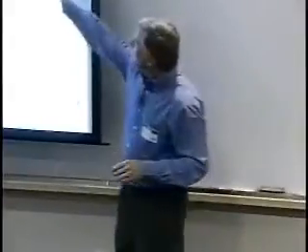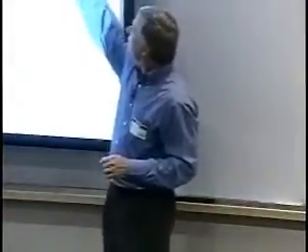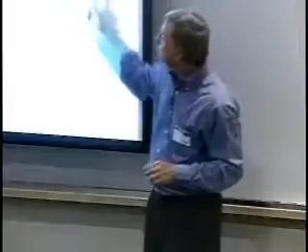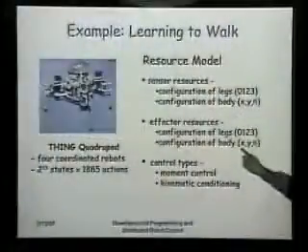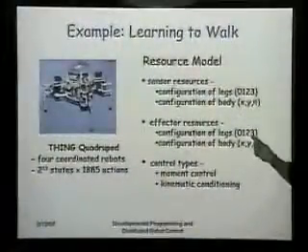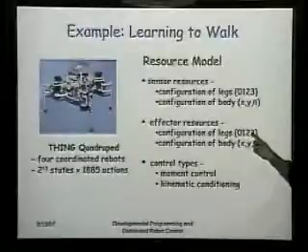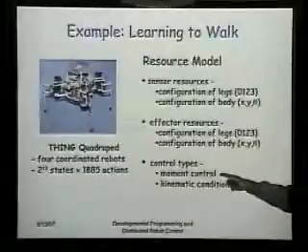So we have 4 legs, we have X, Y, and theta configuration of the body. We have 4 legs, X, Y, and theta configuration as possible abstract effectors that we can change the values of. And we have something that's going to do moment control.